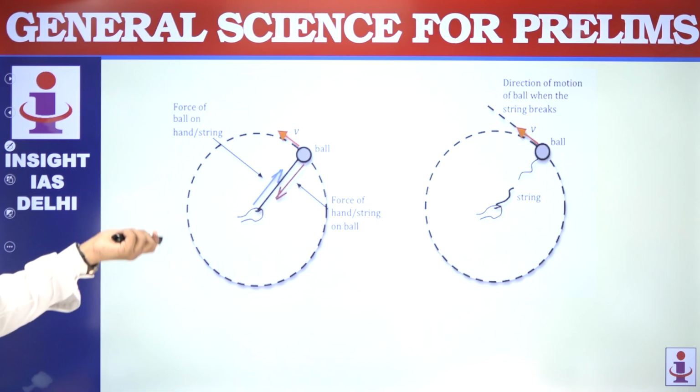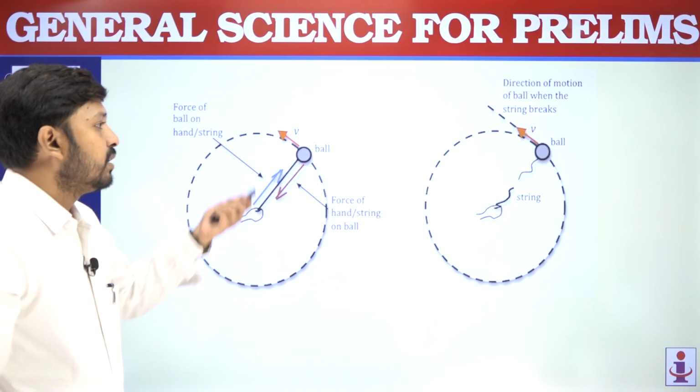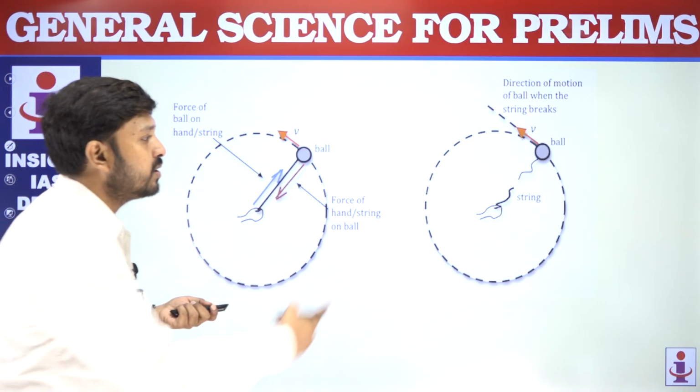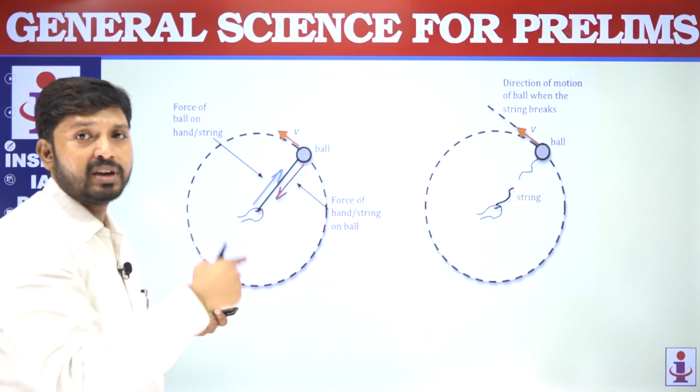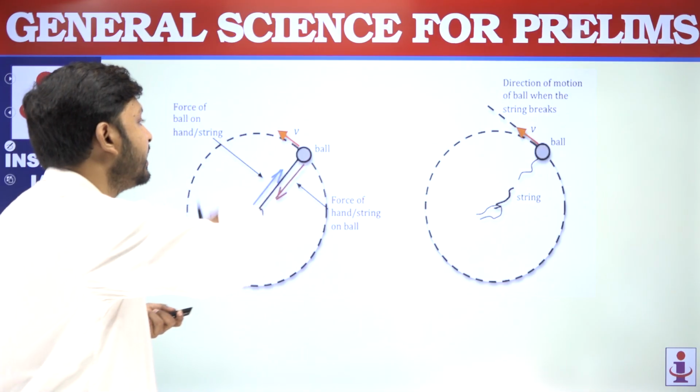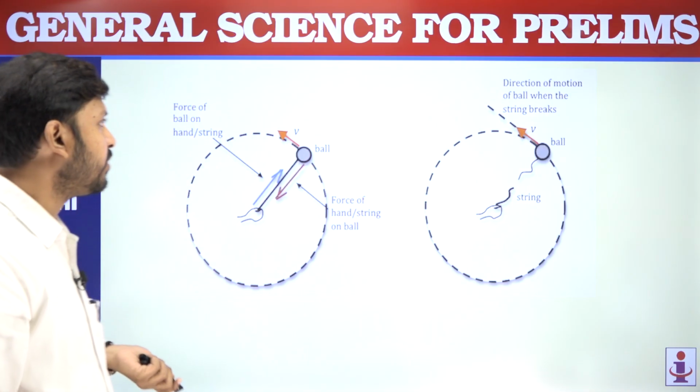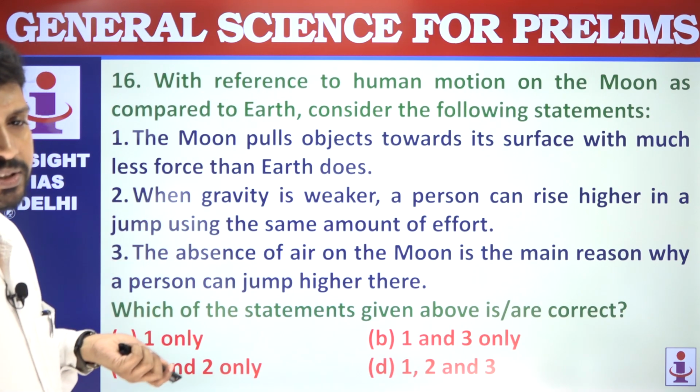The same question here. If it is moving very slow, the ball will fall here. If it is moving very fast, then it will keep rotating. The same principle that I have discussed. So let's go to the next question.